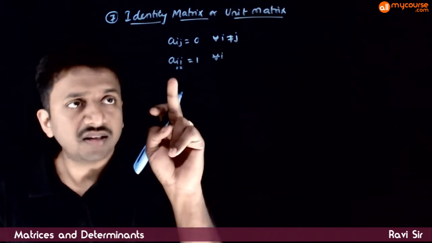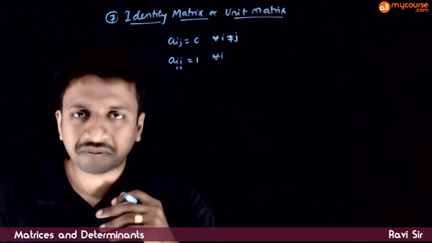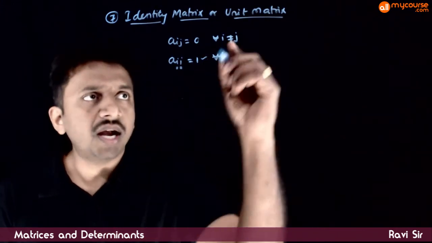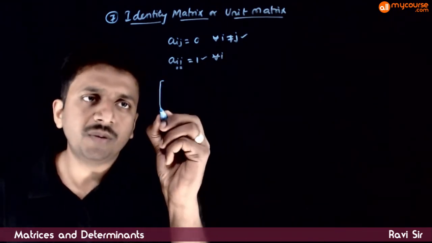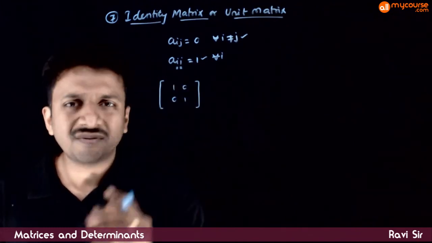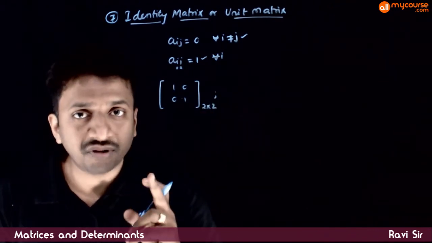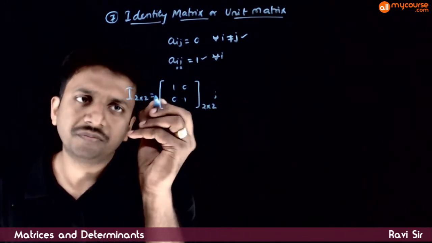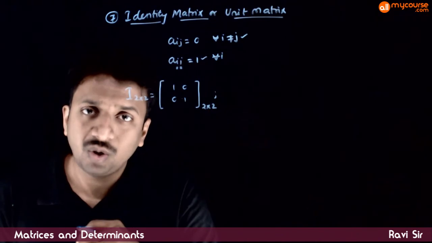For a scalar matrix, the Aii are equal, but they can be equal to any number. In an identity matrix, all the diagonal elements have to be equal to 1 and all the non-diagonal elements have to be equal to 0. So if you are dealing with a unit matrix of the order 2 by 2, it will be 1, 0, 0, 1. It's a very particular matrix. So 1, 0, 0, 1 is a unit matrix of the order 2 by 2. And we denote it by I 2 by 2. That is the identity matrix of the order 2 by 2.